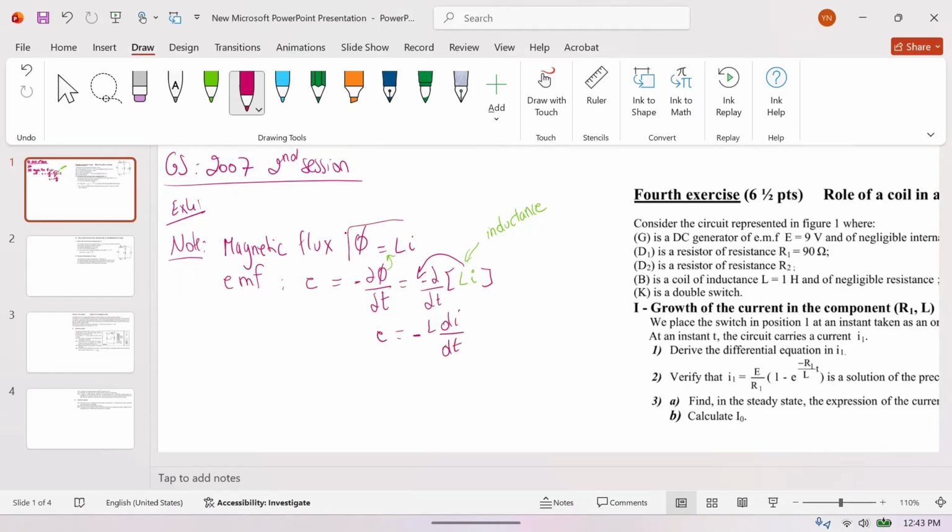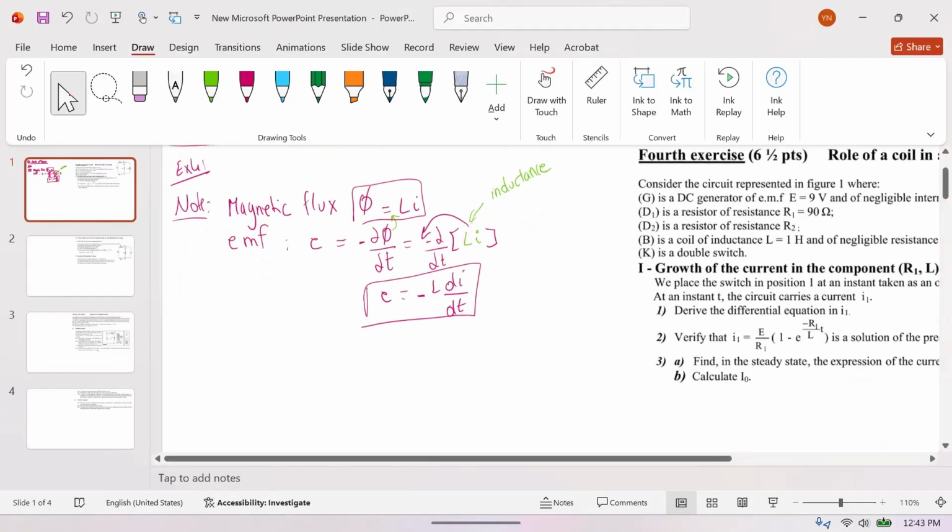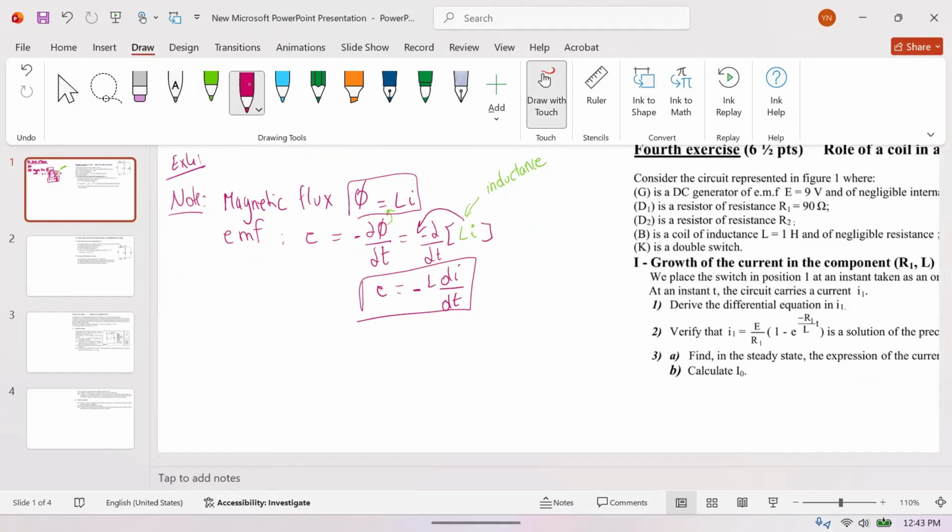So now we have two formulas. The second one is the most important one. And this is what we call Faraday's law, by the way. Now, as we're working on i, they're supposed to ask you about the differential equation, about the solution, and all of that. You have to expect that.